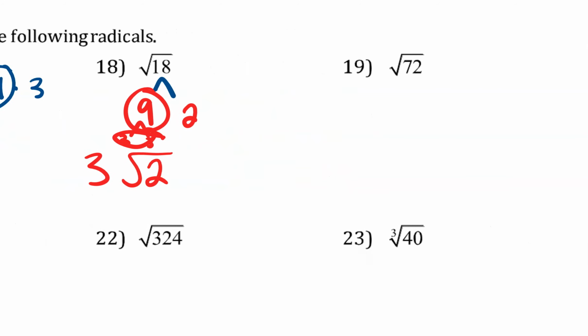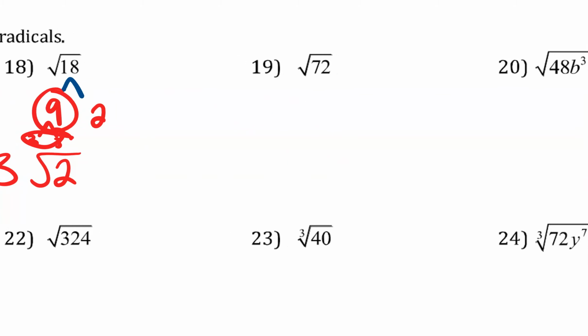All right. Next one. I'm going to use that same method. I'm going to think about all my perfect squares. I know that 9 goes into 72, but I think I can do better than that. I know the next perfect square after 9 would be 16. That doesn't go in. So then 25. 25 doesn't go into 72. My next perfect square is 36. 36 does go into 72. This breaks into 36 and 2.